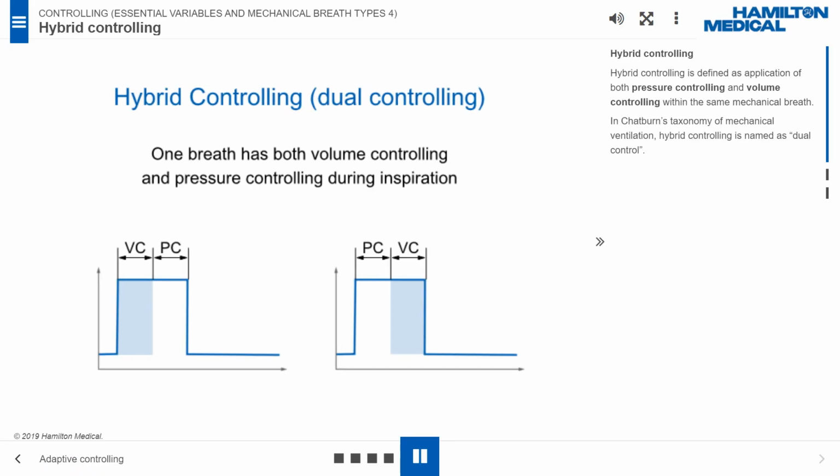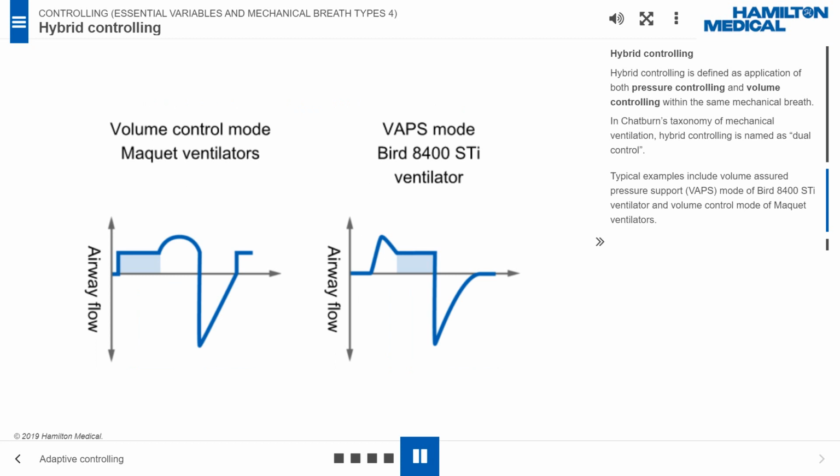Hybrid controlling. Hybrid controlling is defined as application of both pressure controlling and volume controlling within the same mechanical breath. In Chatburn's taxonomy of mechanical ventilation, hybrid controlling is named as dual control. Typical examples include volume-assured pressure support, VAPS, mode of Bird 8400 STi ventilator and volume control mode of Maquet ventilators. We will not go deeper with hybrid controlling because it is complicated to understand and has not been popularized thus far.